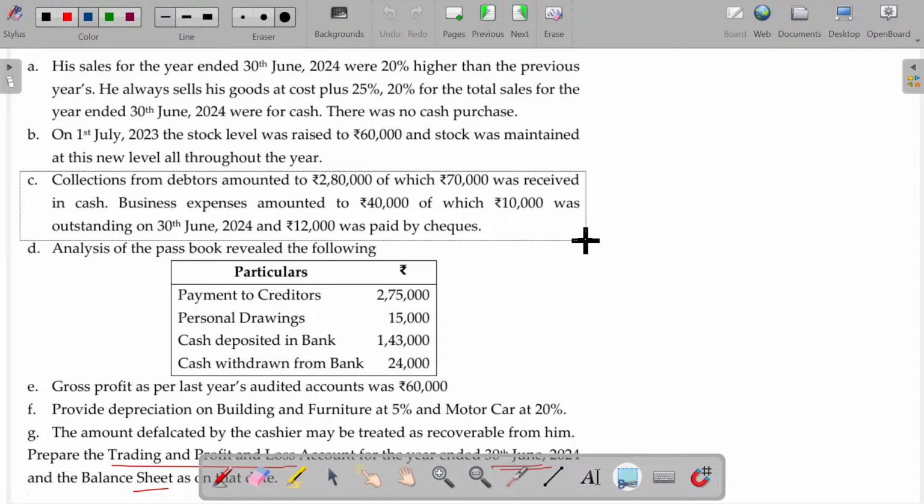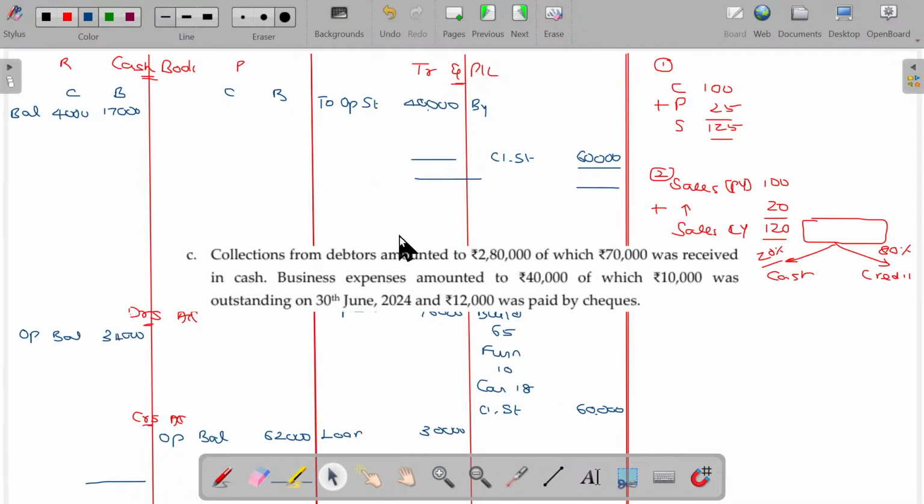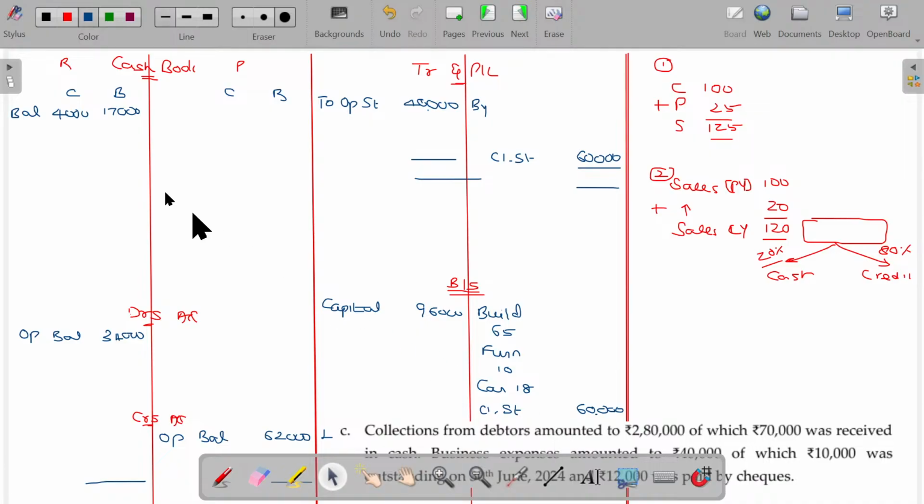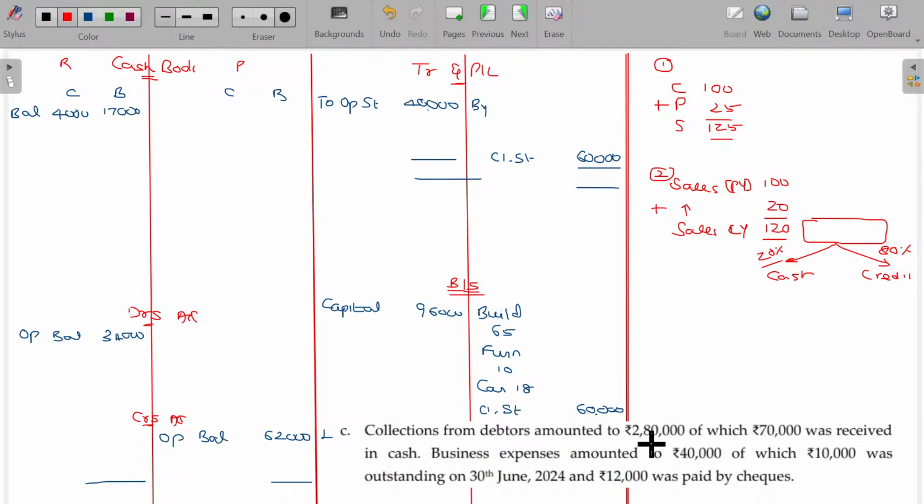C. Collection from debtors amounted to rupees 2,80,000, of which 70,000 was received in cash. Collection from debtors. Okay. Receipt side. Collection from debtors, 70,000 cash. Balance 2,10,000 being in the form of check. So in debtors, on the credit side, cash and bank. Value being 2,80,000.